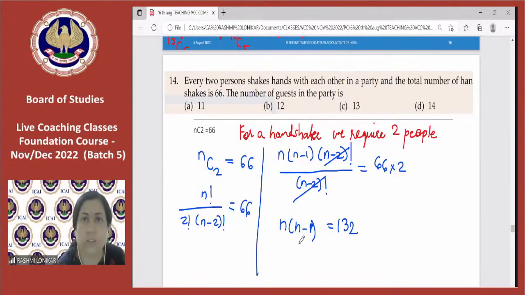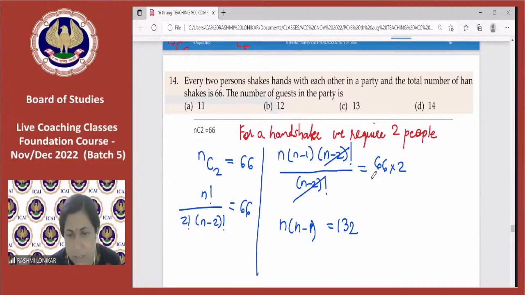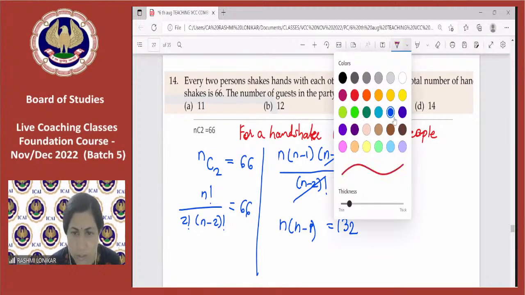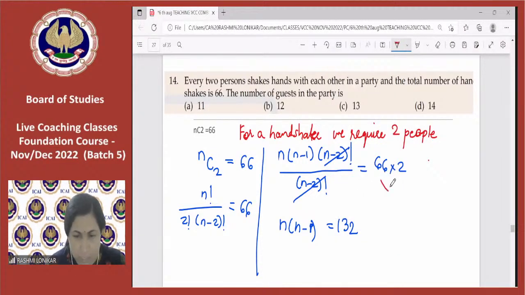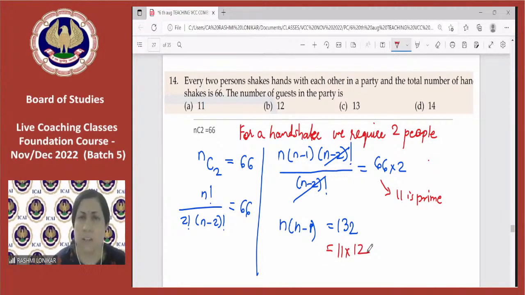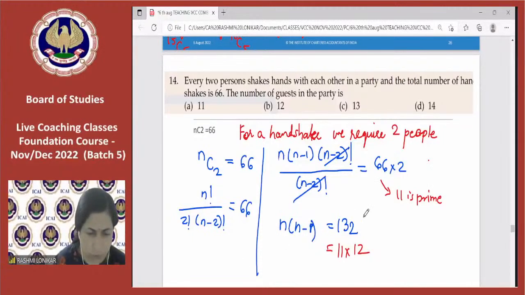Now I must find two consecutive numbers whose multiplication gives 132. From here, this is a hint that I want to give you. I can make out 11 is prime. 66 can be divided by 11. So this will be equal to 11 into 12. But you don't have to worry. Options are given. You just have to put the option and multiply and see. n and n minus 1 should come to 132.